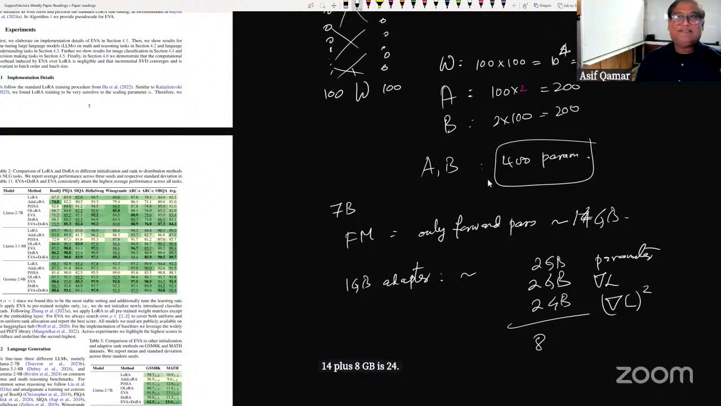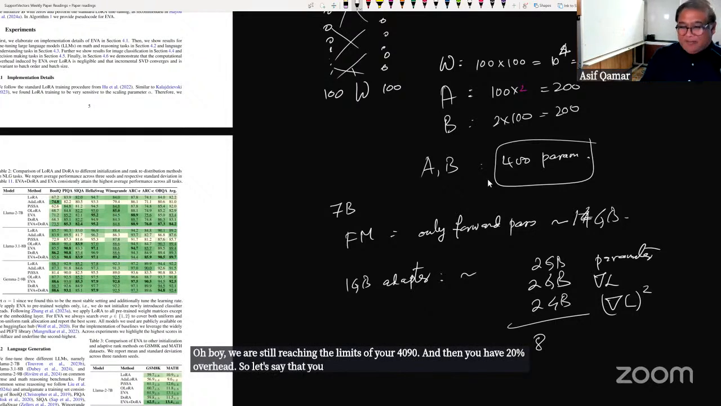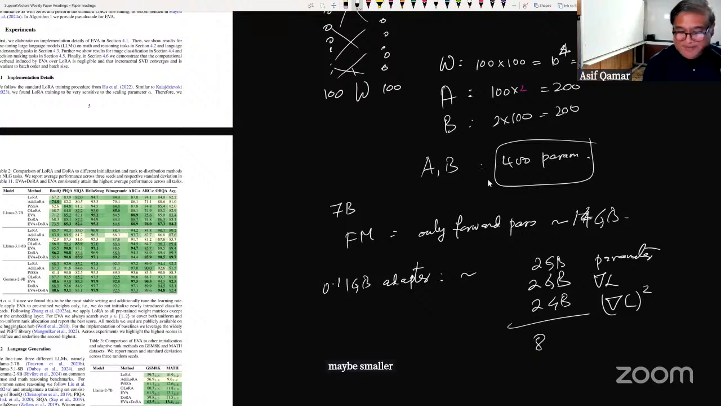Oh boy, you're still reaching the limits of your 4090. And then you have 20% overhead. So let's say that you have a smaller model, a 0.5 billion parameter model. Then it is 1, 1, 1, right? 1, 1, 1. And you get 3.